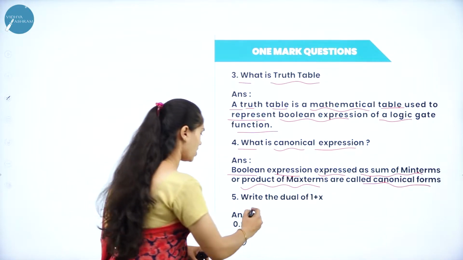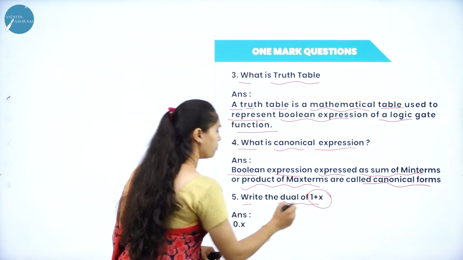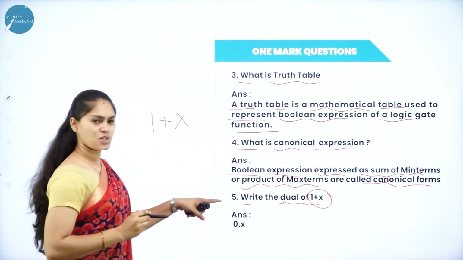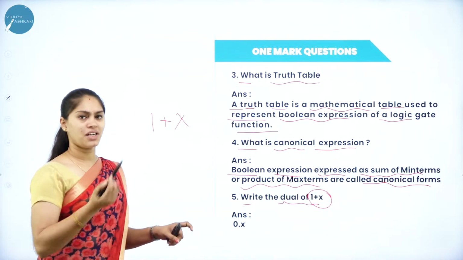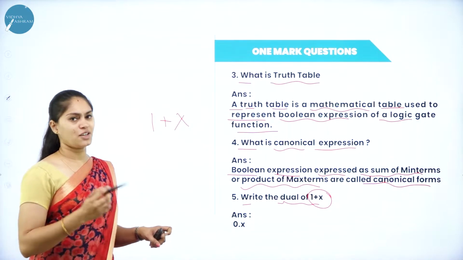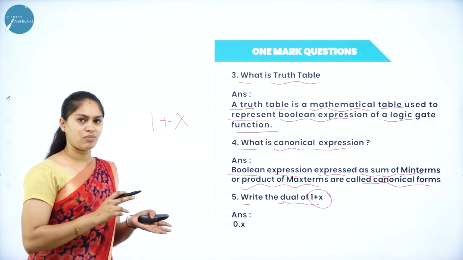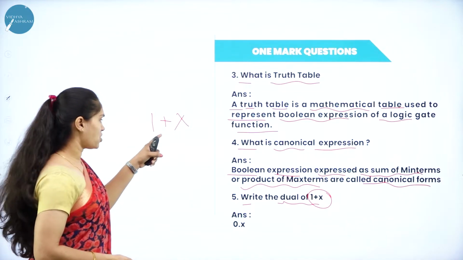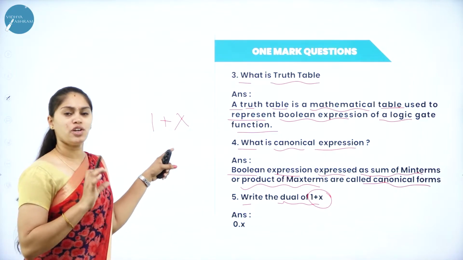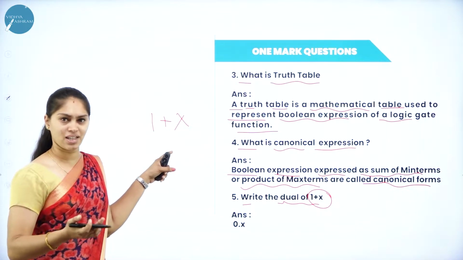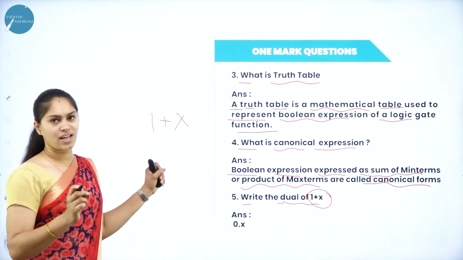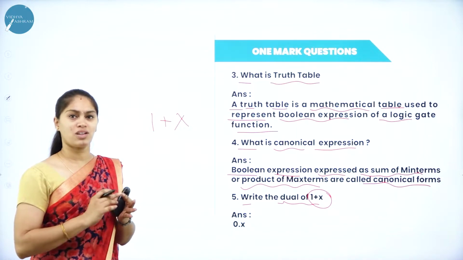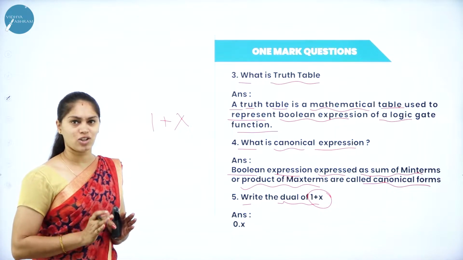What is the next question? Write the dual of 1 plus x. Very, very important question. So dual in the sense what? All the zeros will be converted to 1 and all the 1 will be converted to 0. And plus will be converted to product and product will be converted to plus. So what is the question we have here? 1 plus x. You should not bother about x, y, a, b, c, d. You should not worry about the variables. The main thing is only about plus and dot product, only about zeros and ones. So you need to concentrate on those things.